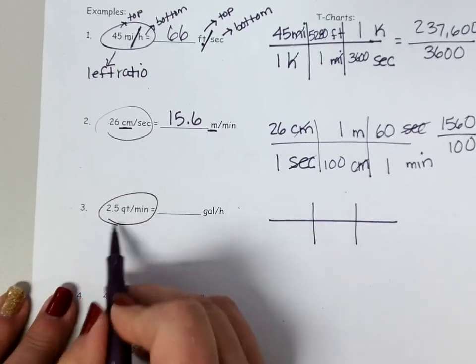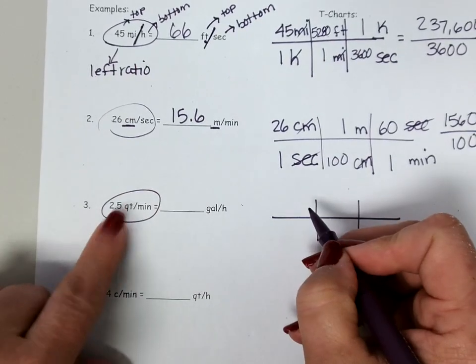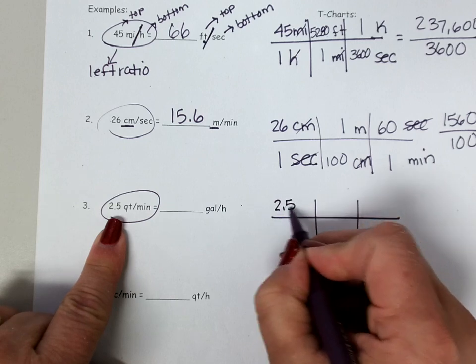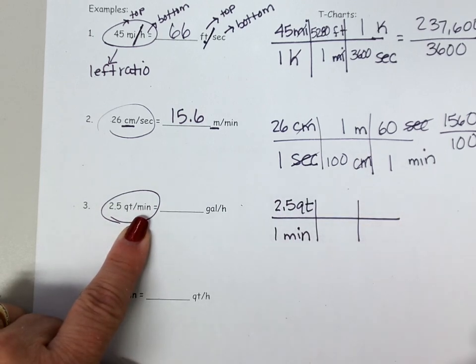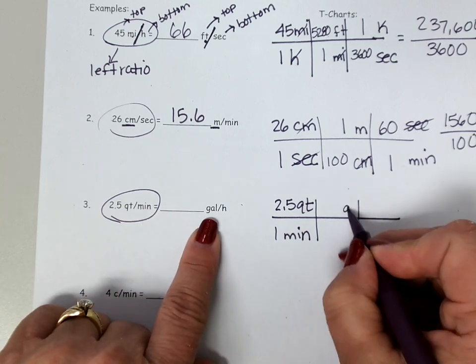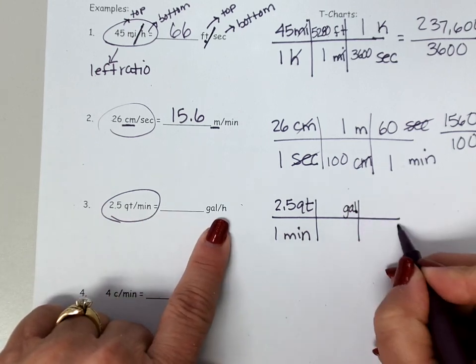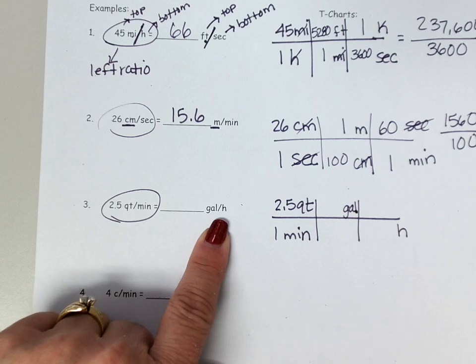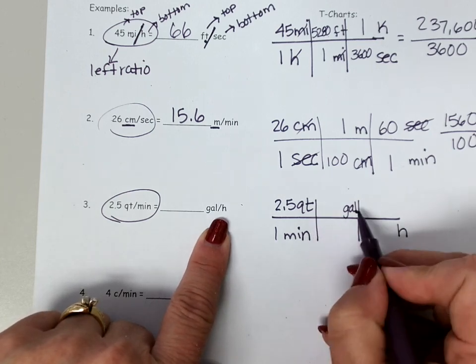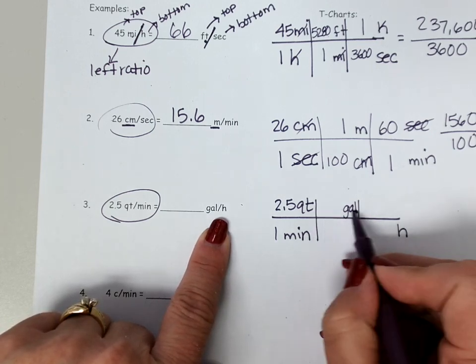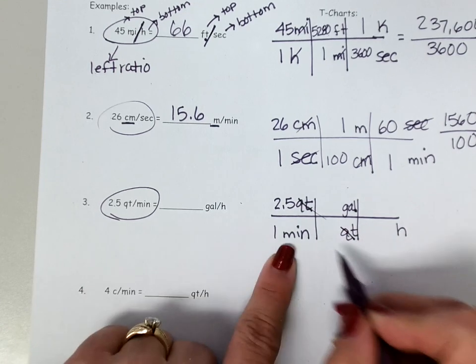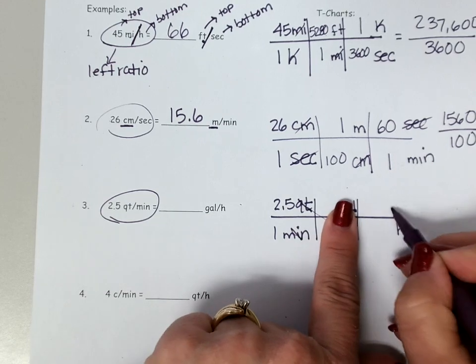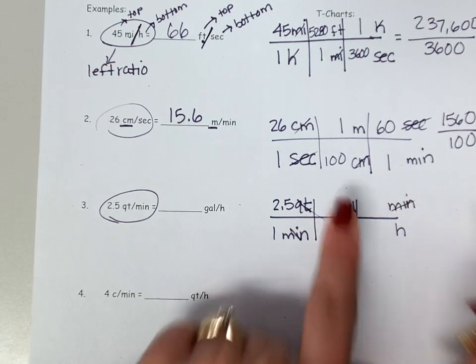Okay? First one goes on the top, or on the left. 2.5 quarts on the top, 1 minute on the bottom. Okay? Gallons has to go on top. Over here, hours has to go on the bottom, if that's helpful. Diagonally across, so I have gallons on the top. Diagonally across, the quarts have to cancel out. Over here, diagonally across, because you ignore this, the minutes have to cancel out.